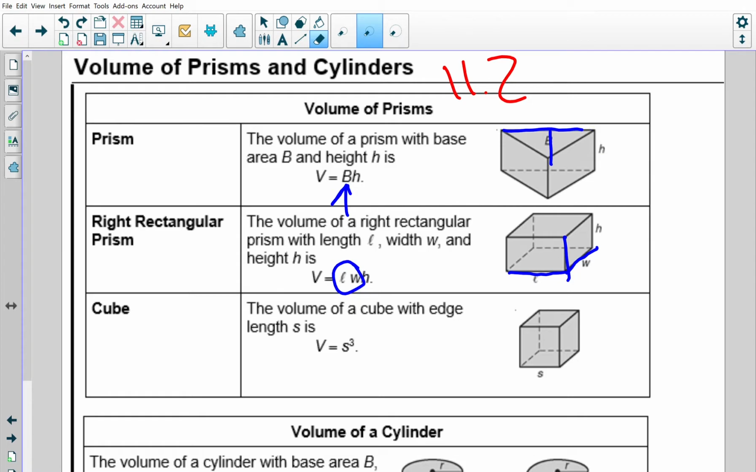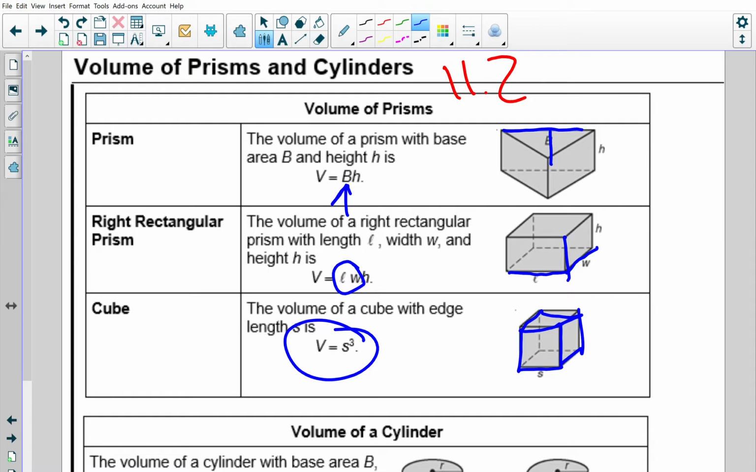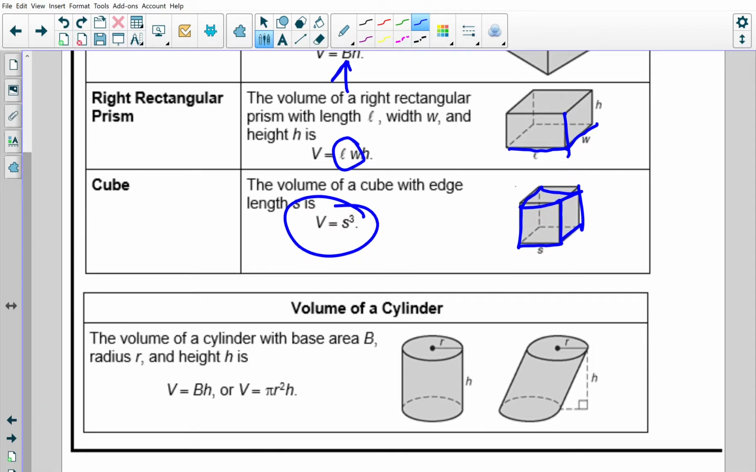Don't worry. A cube, very basic. All these sides are the same length. Every edge is length s, so the volume is just s cubed. Straightforward. Again, determine the area of the base. In this case, it's a cylinder, so it's going to be pi r squared. And you want to multiply it by the height.